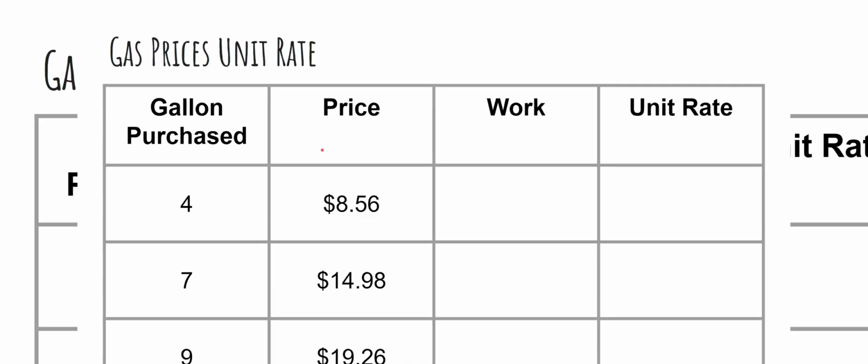So gas prices here, we have 4 gallons to $8.56. I want to find out how much 1 gallon of gas is. So my original ratio is going to be $8.56 to 4 gallons. I'm just going to write gal. Now we want to create a ratio where we are figuring out how much 1 gallon of gas is.